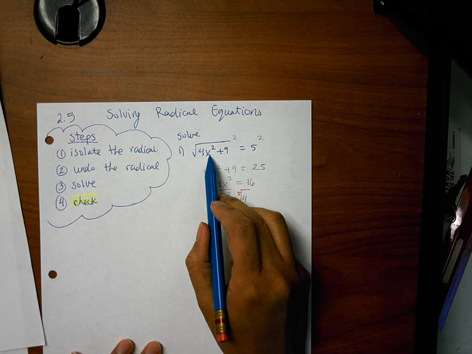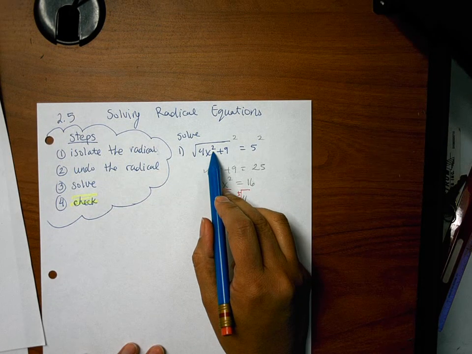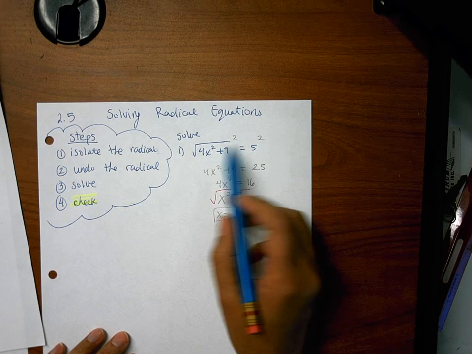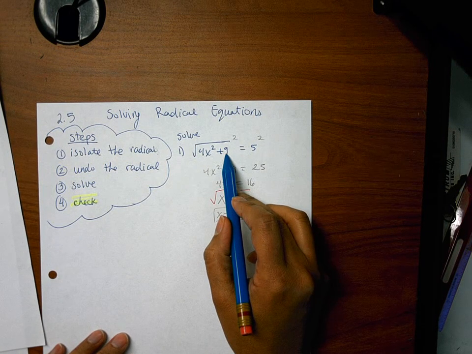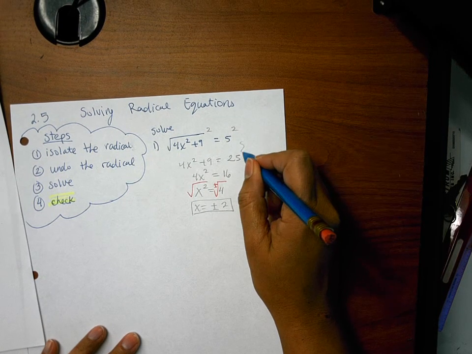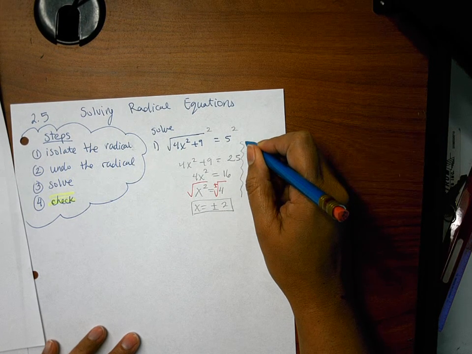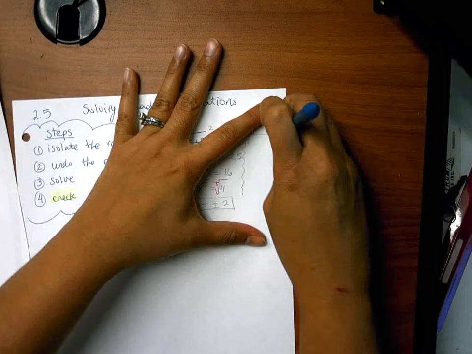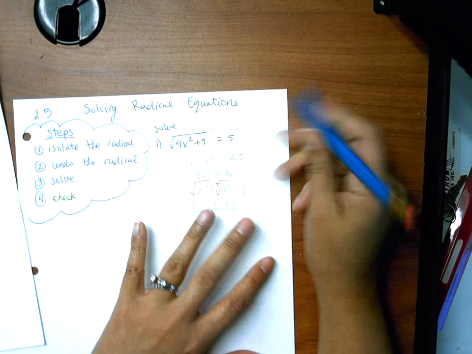Okay, I'm going to check positive 2. 2 squared is 4. 4 times 4 is 16. 16 plus 9 is 25. And the square root of 25 is 5. It works. I will show you the work for the negative. Again, how you do your check work is up to you.